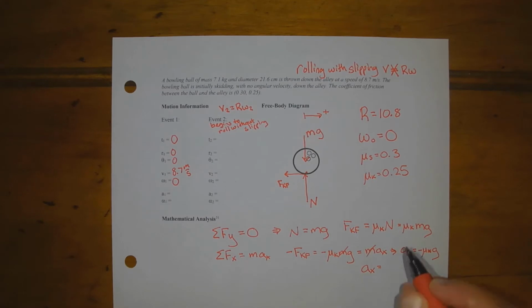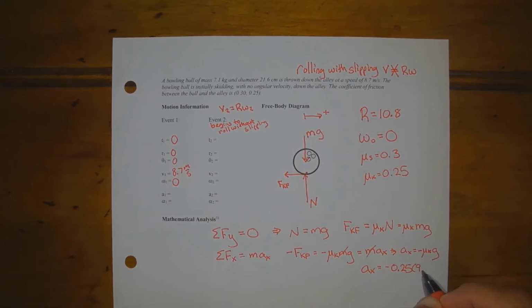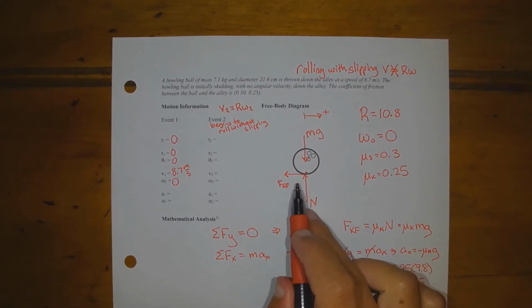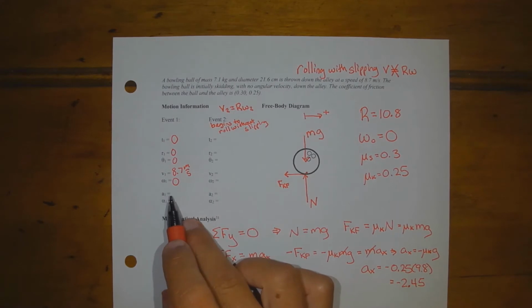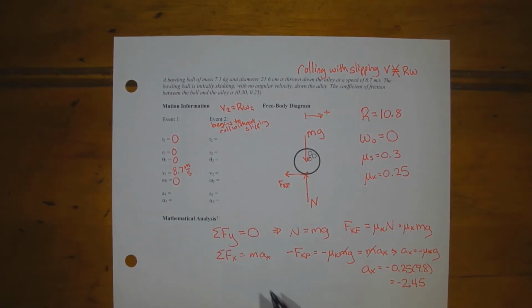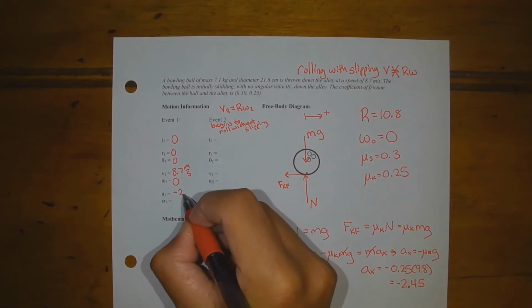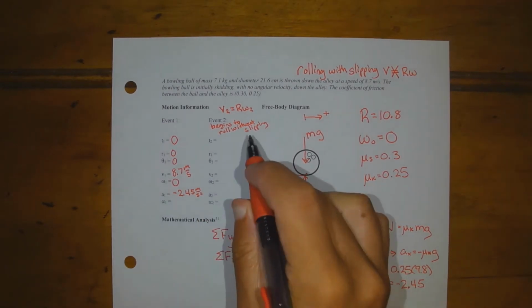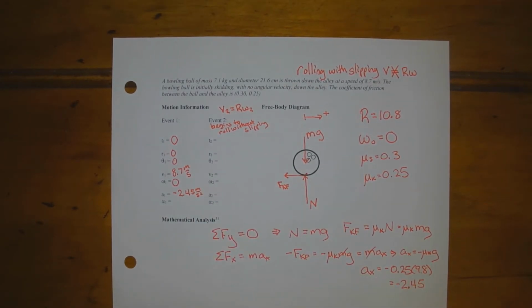I know the coefficient of kinetic friction, so I can actually calculate that acceleration now. So this is negative 0.25 times 9.8 meters per second squared, and that gives me negative 2.45. This force of kinetic friction is acting on the ball from event 1 to event 2, so we have constant acceleration. So this is the acceleration at event 1 up until when the ball begins to roll without slipping.